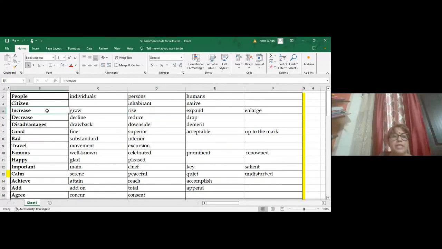Anyway, to increase something, grow is a very close synonym, as is rise. Increase can also be replaced by expand or enlarge, depending upon the context. Then, when something decreases, it declines. The population declined. The population grew. The number rose. The area expanded. The hall was enlarged. Depending upon the context, you will use these synonyms.